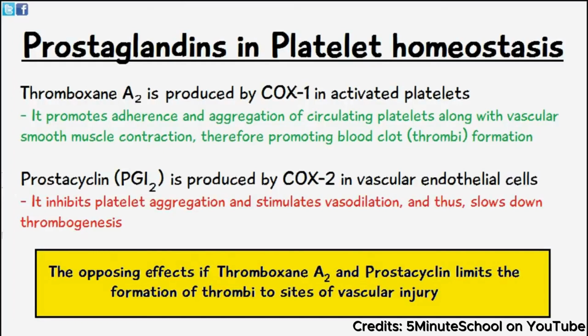Prostacyclin inhibits platelet aggregation and stimulates vasodilation, and what this does is it slows down, delays, or inhibits thrombogenesis. So if you notice, thromboxane A2 and prostacyclin have opposing effects. The opposing effects of thromboxane A2 and prostacyclin limit the formation of thrombi to sites of vascular injury. While prostaglandins trigger inflammatory responses, thromboxanes are the ones being secreted.